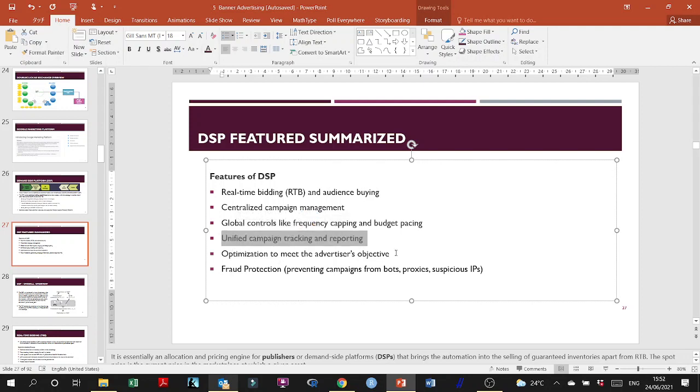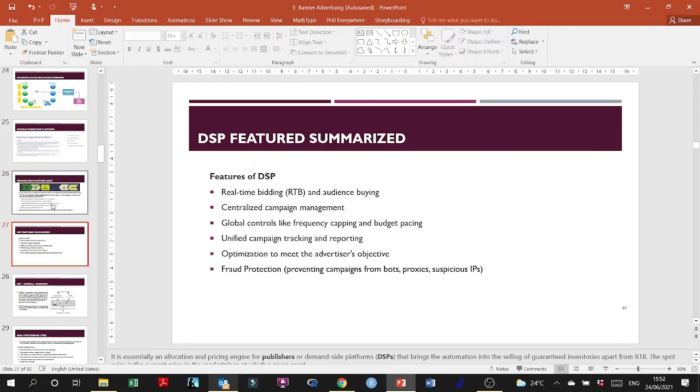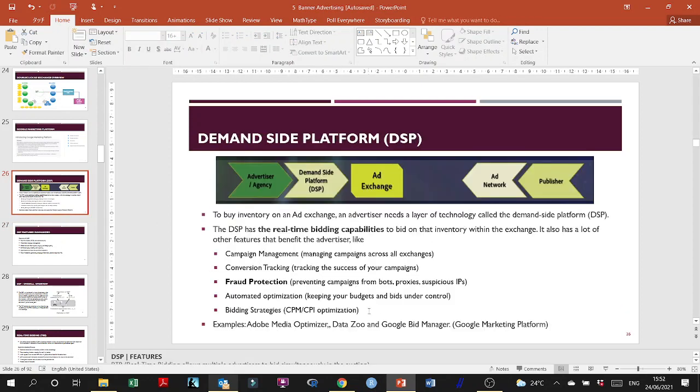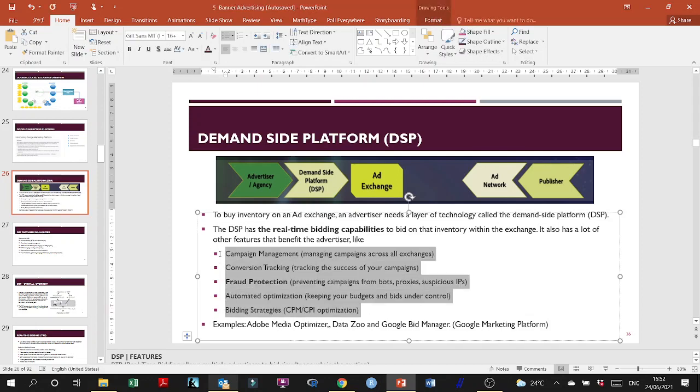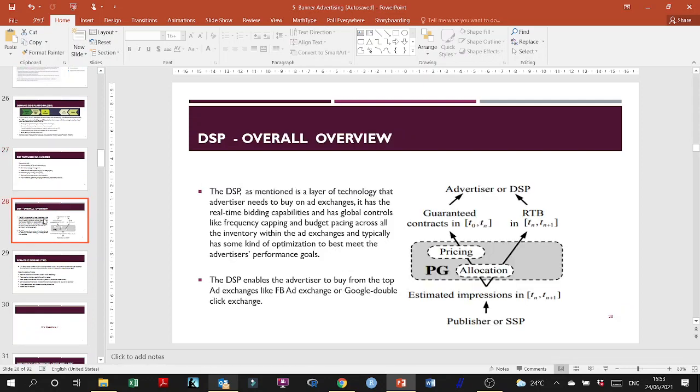Optimization to meet the advertiser's objective, this is for advanced features. And fraud protection. So basically I'm just repeating these again. I don't know why I have them again and again. Probably I should just delete these and keep this slide less crowded, and probably this is what I'm trying to do, in fact. So I don't really need this. I probably have to just keep it here.